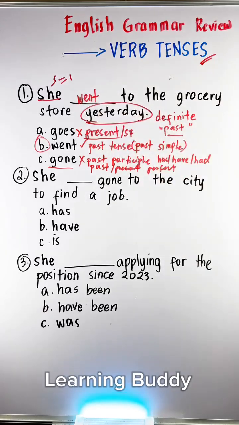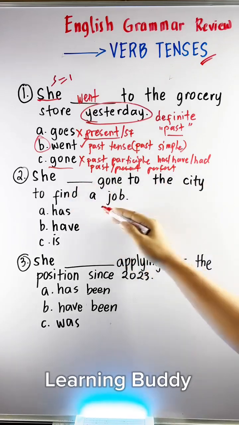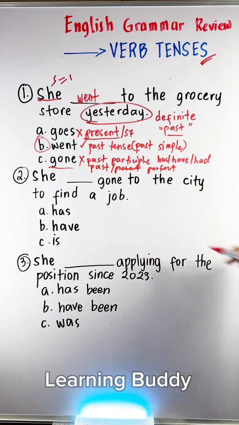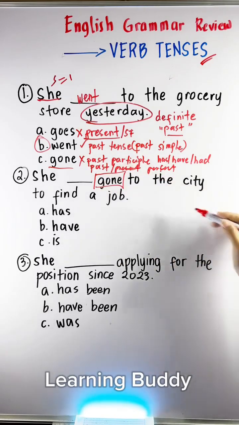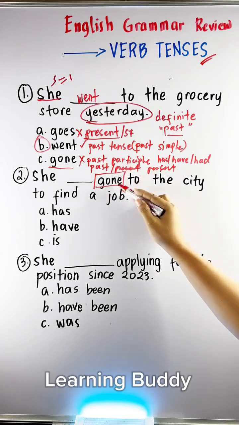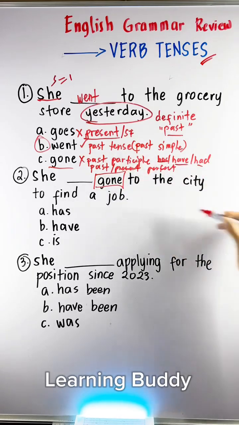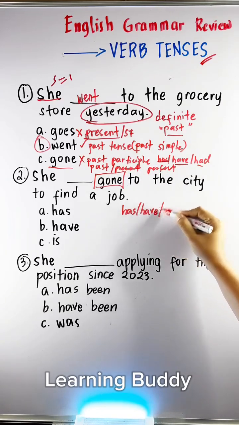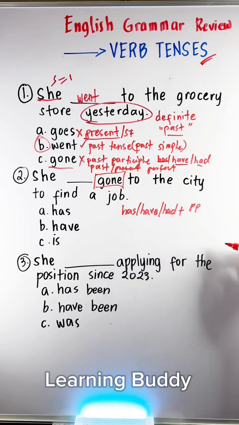Next, let's have number 2. She blank gone to the city to find a job. Is it has, have, or is? One sounds awkward, right? Remember the clue, gone. Again, as what we've said, that is called the past participle of the word go. And this word gone gives us the hint that what we're looking for is the helping verb that is used before the past participle or the main verb.